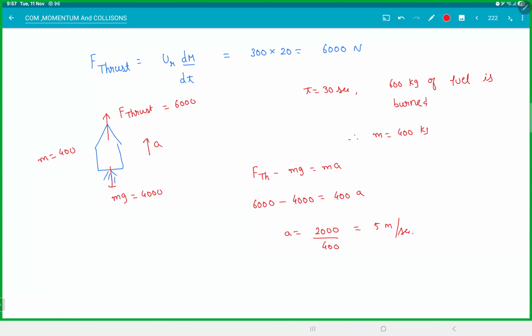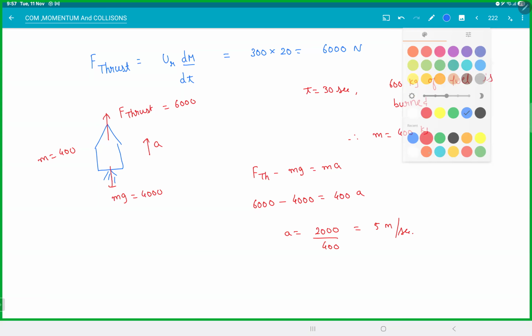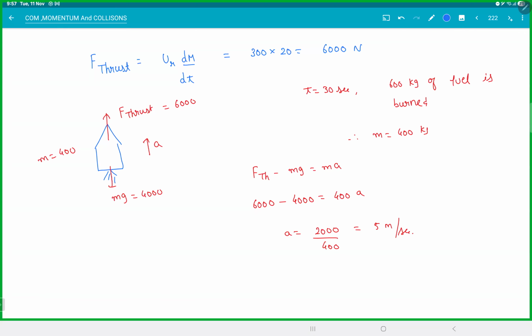Is that clear, everyone? So this is what actually happens to the rocket. As the mass gets used up more and more, you actually go much faster. So when a rocket is launched, it actually goes with an increasing acceleration. Easy question. Everyone got this? Check out the calculations. Anyone not clear with anything, please ask.